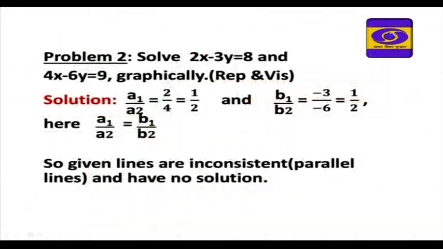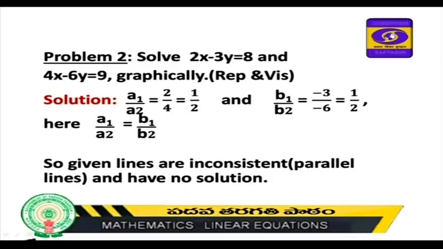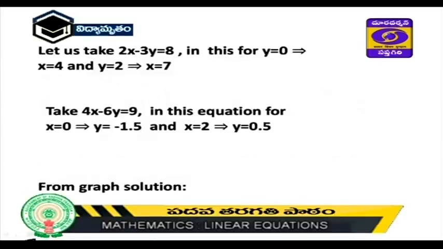Now, I am going to another problem, that is 2x minus 3y equal to 8 and 4x minus 6y equal to 9. Here the ratios are a1 by a2 equal to 1 by 2 and b1 by b2 also 1 by 2. Here these two are equal. So, these lines are inconsistent lines, that means parallel lines. So, these lines have no solution. We can represent this by taking the points. Let us take the first equation. If we take y equal to 0 in this equation, x equal to 4, and y equal to 2, x equal to 7. The points are like this.